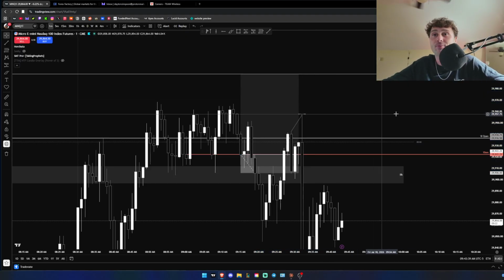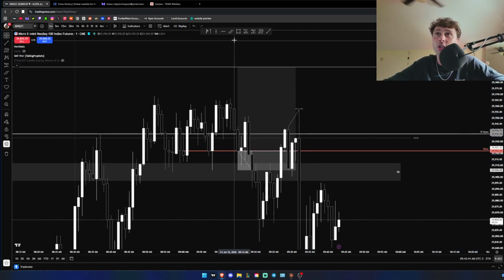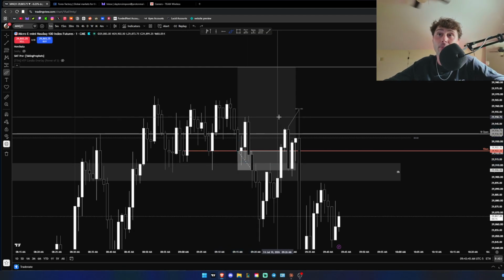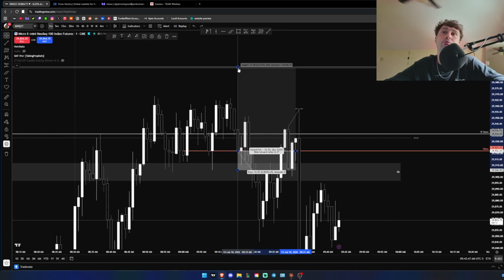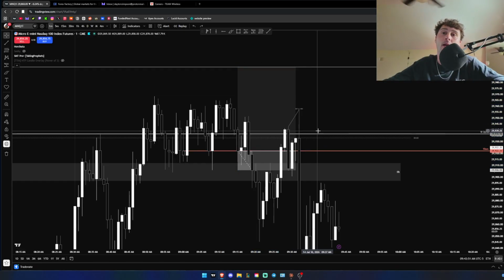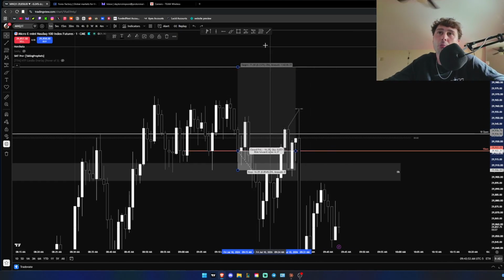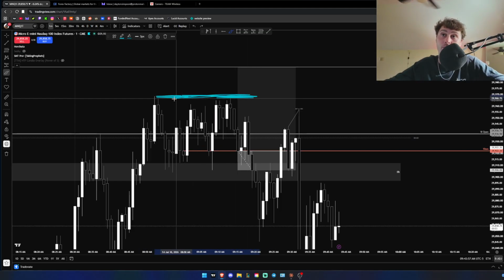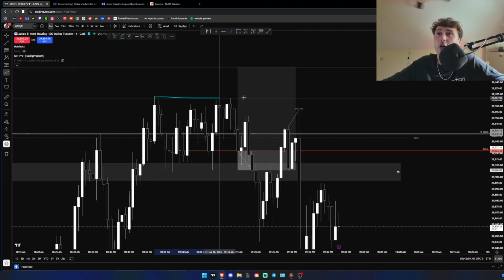We came down and we tapped our entry. We're in some drawdown, almost get stopped out. Price pumps up. I'm up almost 2R there. But I don't go break even because that's not how the strategy works. You don't go break even until you've hit something that makes sense to go break even on.